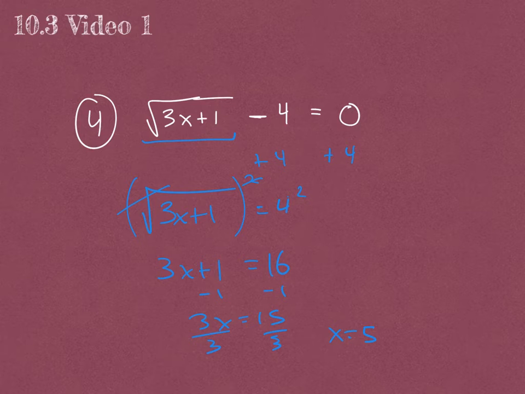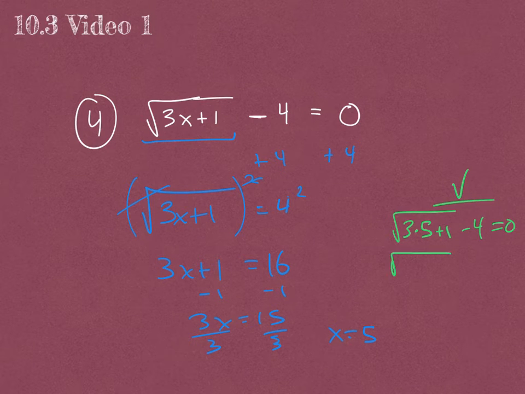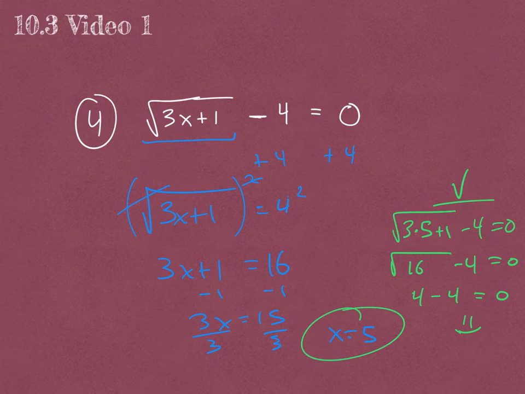That's a nice answer. Let's check it. Square root of 3 times 5 plus 1, I plug in my answer, minus 4, and I want to know, does that equal 0? So square root of 15 plus 1 is 16, minus 4. Well, square root of 16 is 4. 4 minus 4 is 0. So we're happy. There's my answer. So we've got 2 more here.